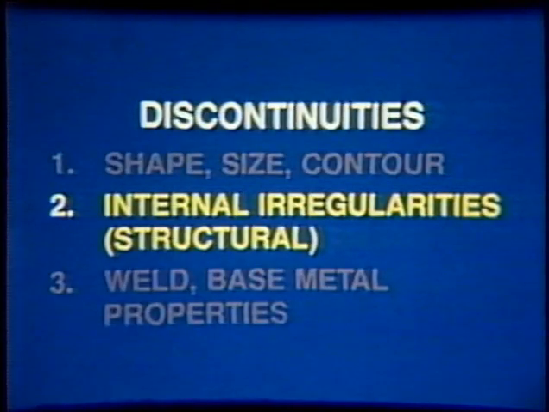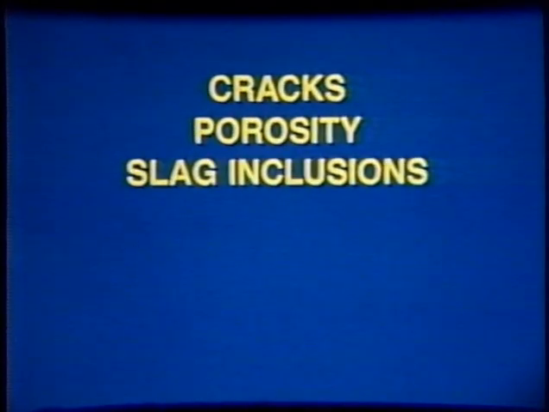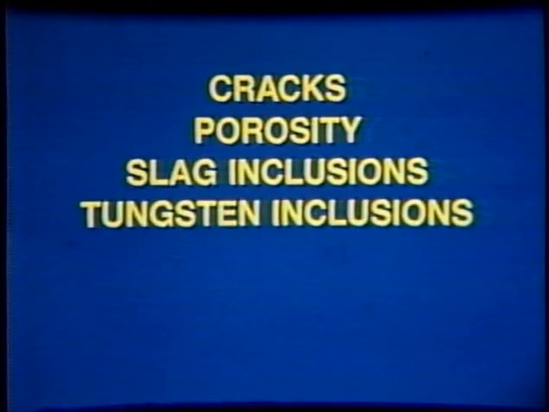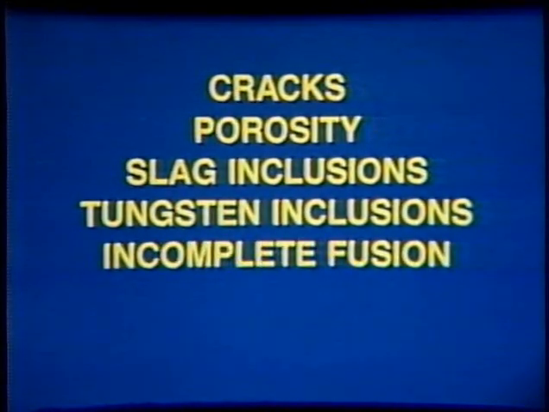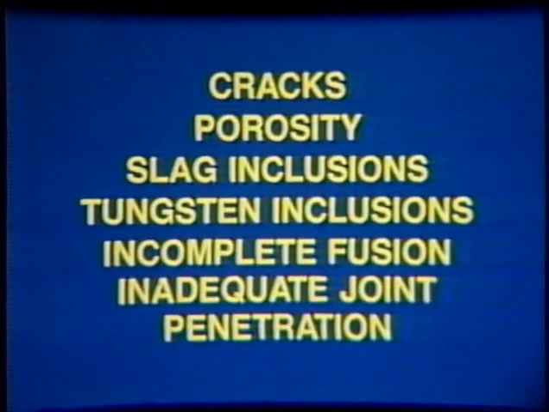The second group of discontinuities to be discussed are those related to internal inconsistencies or irregularities, commonly referred to as a structural type defect. These include discontinuities such as cracks, porosity, slag inclusions, tungsten inclusions, incomplete fusion, and inadequate joint penetration, all of which can have a considerable effect on the quality of a weld and which must be analyzed to determine their acceptance or rejection.